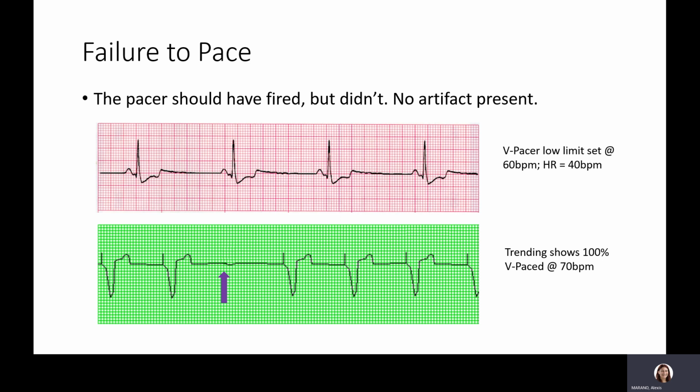Failure to pace. This is where the pacer should have fired, but it didn't. There's no artifact present, so it's just the pacemaker really should be working. There's not a reason for it not to. In the top picture, you can see we have a pacemaker that is set at 60 to go off if the heart falls below 60, and actually the heart rate is about 40 and it's not firing. The bottom one is another type of failure to pace. What's happening is we have the pacer spike for 2 beats, and then we just miss a beat, and then it picks back up again.